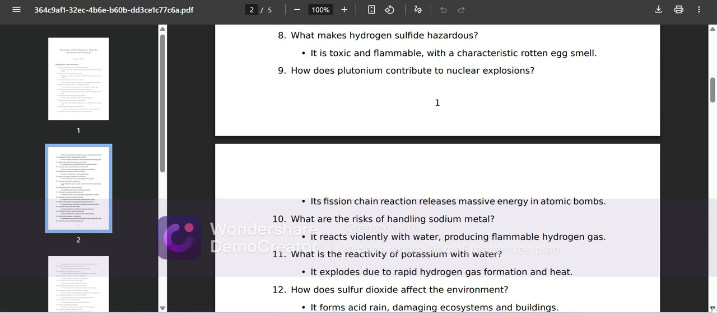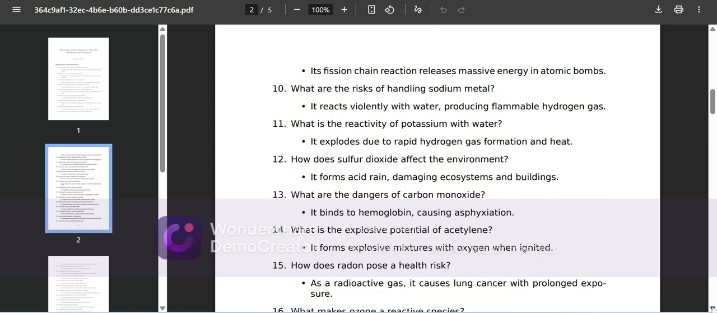How does plutonium contribute to nuclear explosion? Its fission chain reaction releases massive energy in atomic bombs. What are the risks of handling sodium metals? It reacts violently with water, producing flammable hydrogen gas. What is the reactivity of potassium with water?